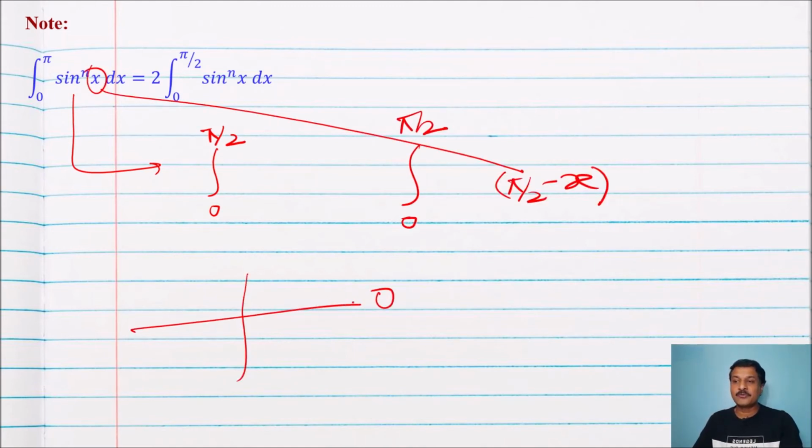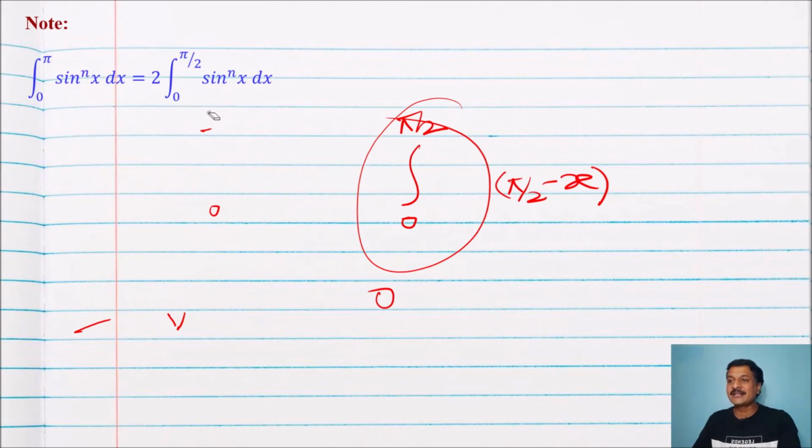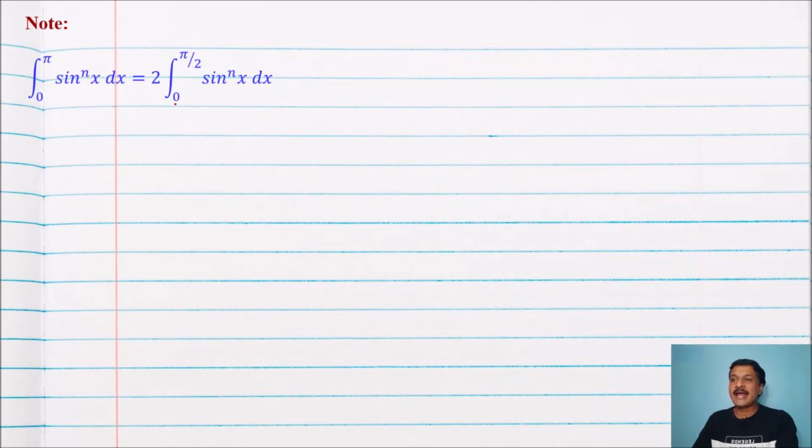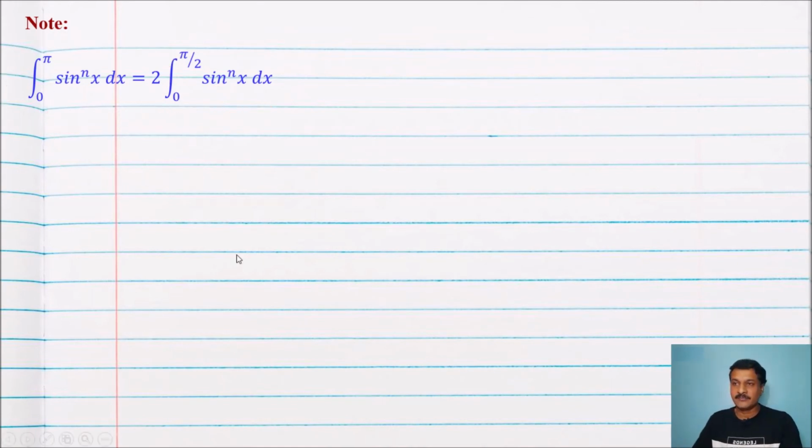So 0 to pi means it is up to the first two quadrants, and that is why sine is always positive here, and we will get 0 to pi by 2 two times. That is why the result will be 2 times integration 0 to pi by 2 of sin x raised to n dx, and we know the reduction formula for this. So for this also we can use the reduction formula.